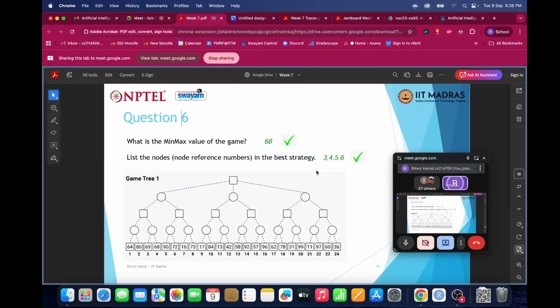So is min-max strategy clear? Shall we move on to the next algorithm? Yes, sir. Okay.